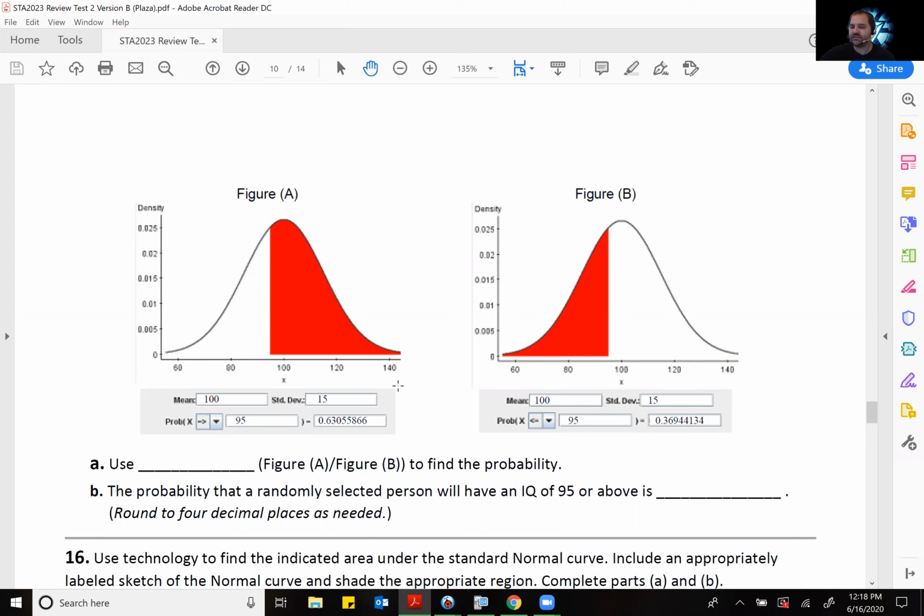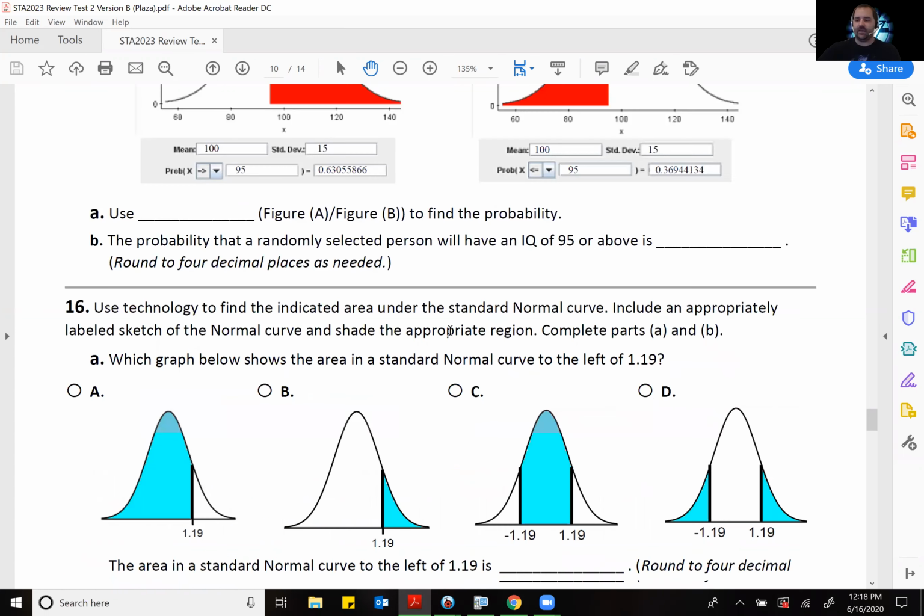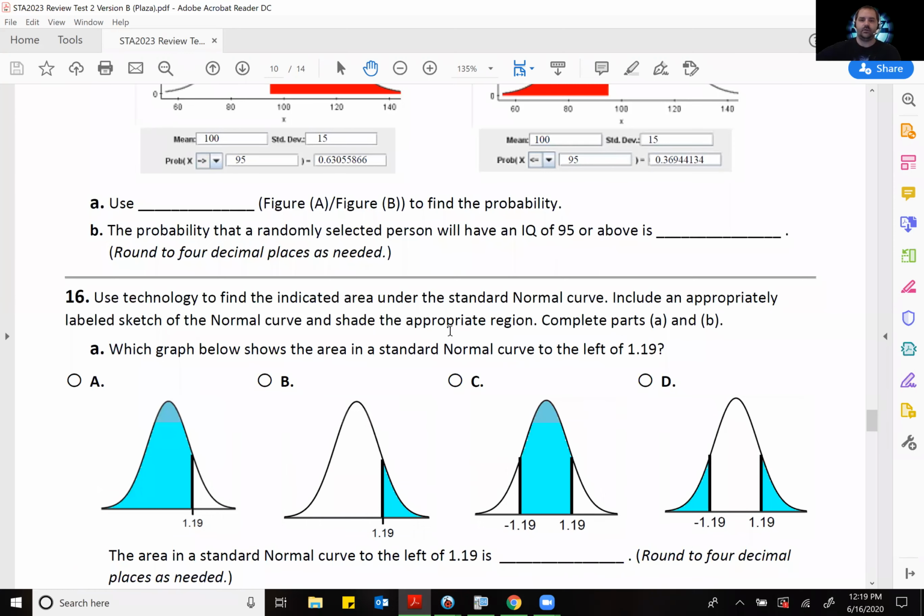Okay, 16. Moving on. We got this. So two parts again. It says use technology to find the indicated area under the normal curve. Include the appropriate sketch of the normal curve and the graph. So we want which graph shows the area in the standard normal curve to the left of 1.19. Which graph is it?